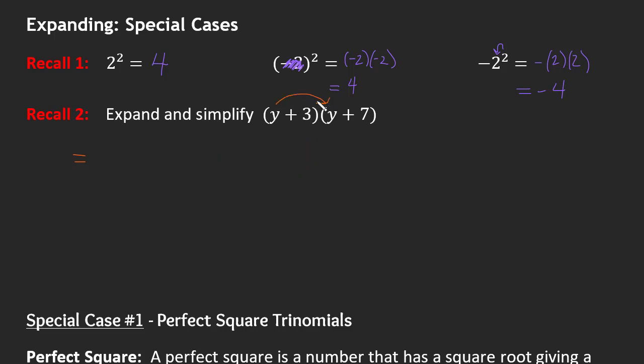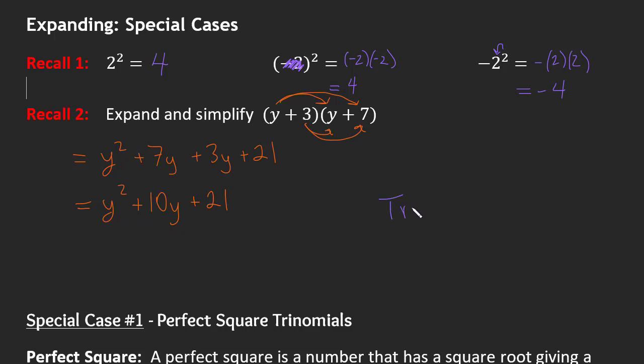So we might say y times y, y times 7, 3 times y, 3 times 7. And so we would get y squared, 7y, 3y, and 21. After that, we collect our like terms. My like terms here are the y values. I got a 7, 3. That makes 10. And now we have an expanded and simplified trinomial.